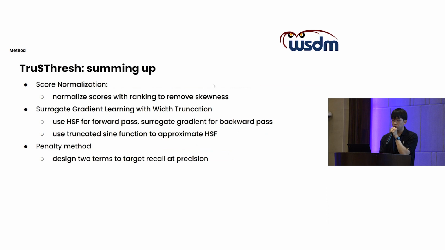In summary, there are three main components in TrustThresh. First, we apply score normalization to remove the skewness of the scores. Second, we adopt SGL with truncation, where the forward pass is computed as Heaviside step function, and surrogate gradient is used in the backward pass. Finally, we design a loss function to effectively target recall at precision.